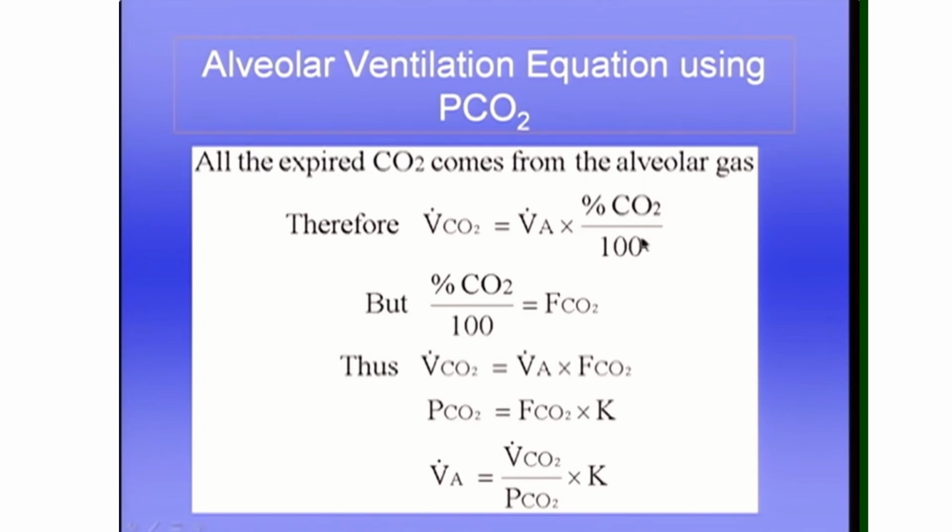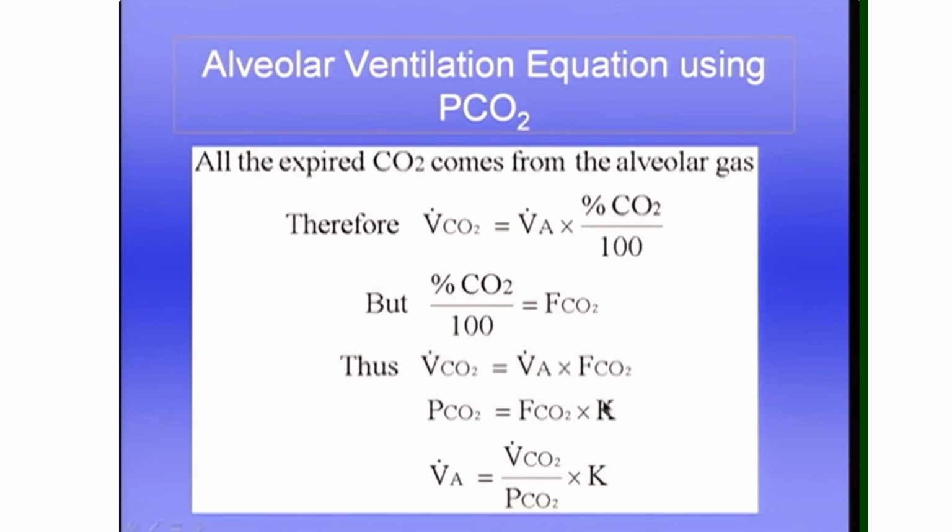What you can do then is, instead of using a percentage concentration of CO2, use what's called the fractional concentration. All the percentage concentrations add up to 100, the fractional concentrations add up to 1. So if we've got, say, 5% CO2, the fractional concentration is 5 over 100, or 0.05. Therefore, we can write the equation that the CO2 produced is equal to the alveolar ventilation times the fractional concentration of CO2.